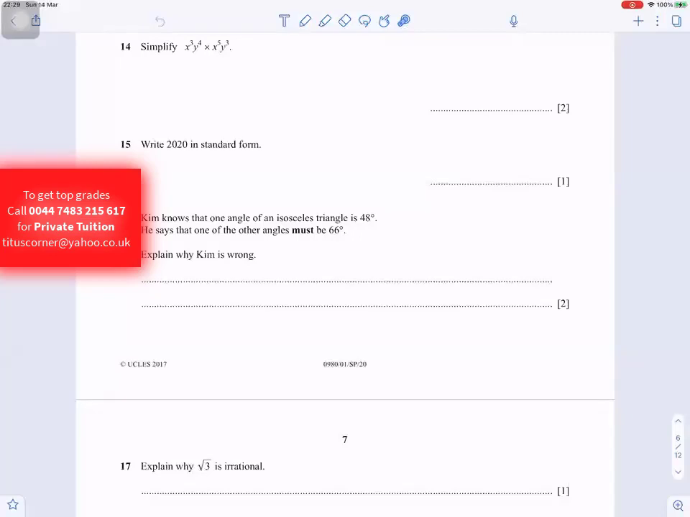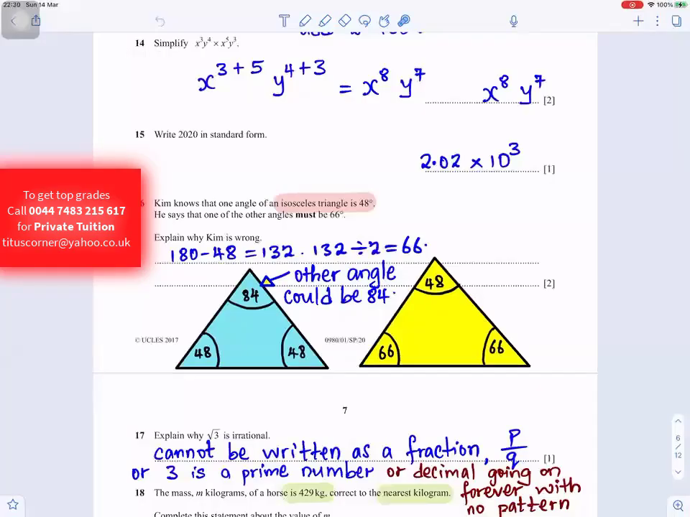Question numbers 14, 15, 16, and 17. Question 14. Simplify x cubed y to the power 4 times x to the power 5 y to the power 3. We add the powers together because x and x are the same base, so you add the powers. 3 plus 5 is 8, and for y you add 4 plus 3 is 7. So it's x to the 8, y to the power 7.